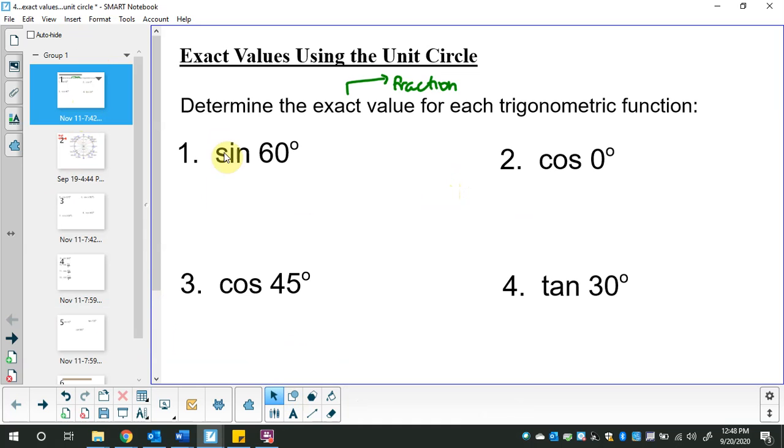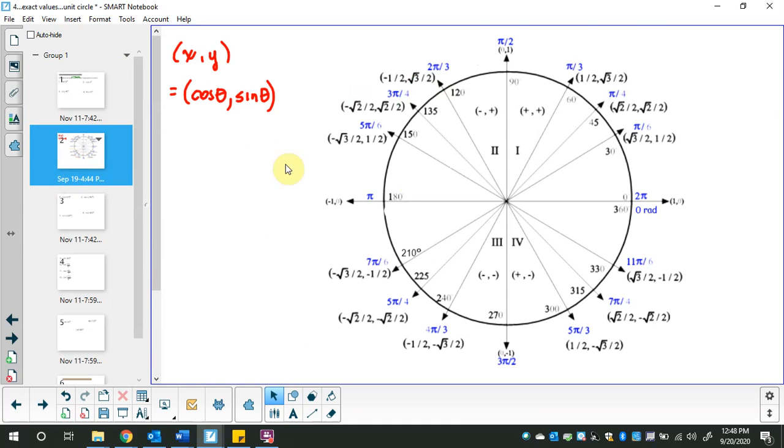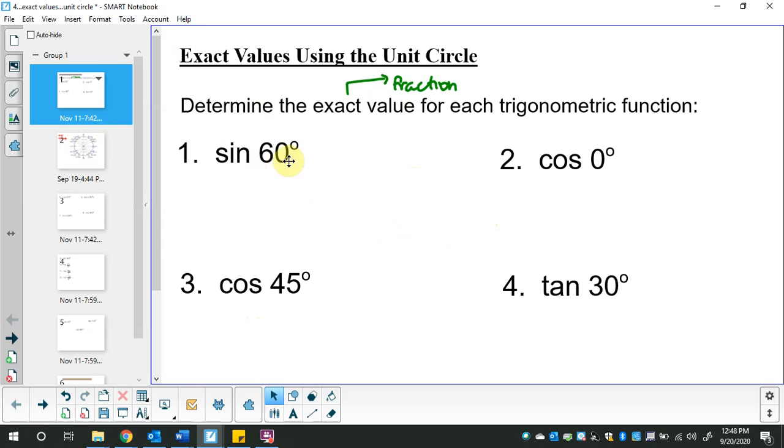The unfortunate part of any of this stuff is that I'm going to have to refer back to slide number 2 every time so that I can look at the unit circle so that you know where I'm looking for the answer. So the first question is sine 60 degrees, and we're looking for the exact value.